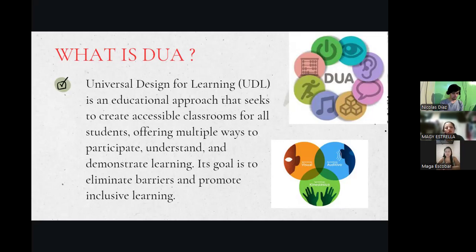The key goal of universal design for learning is not to make adjustments after difficulties arise, but to design accessible and inclusive activities from the start. By doing this, barriers are reduced, participation increases, and learning becomes more meaningful, equitable, and successful for all students. Next, please.